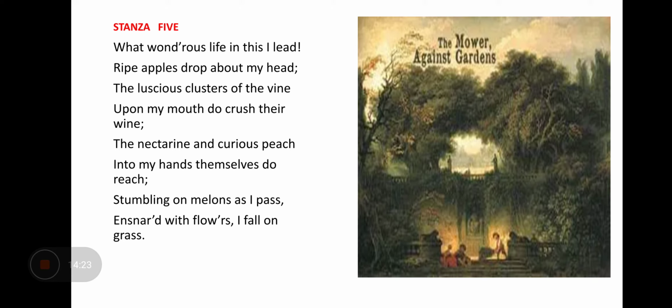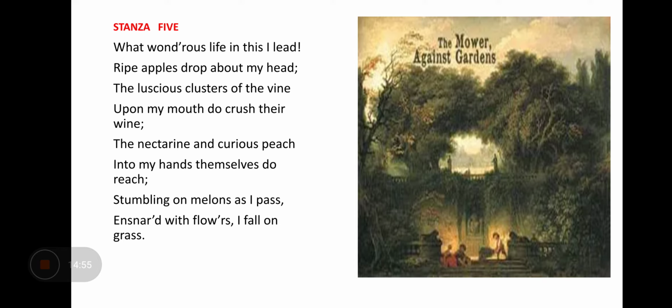Stanza 5 is like this. What wondrous life in this I lead! Ripe apples drop about my head, the luscious clusters of the vine upon my mouth do crush their wine. The nectarine and curious peach into my hands themselves do reach, stumbling on melons as I pass, ensnared with flowers I fall on grass.